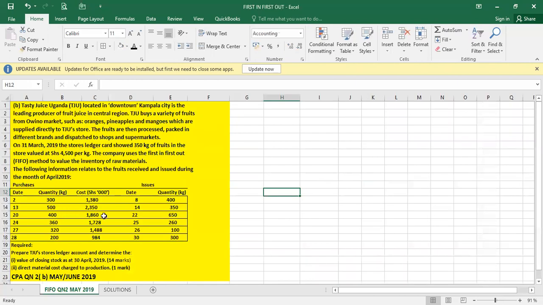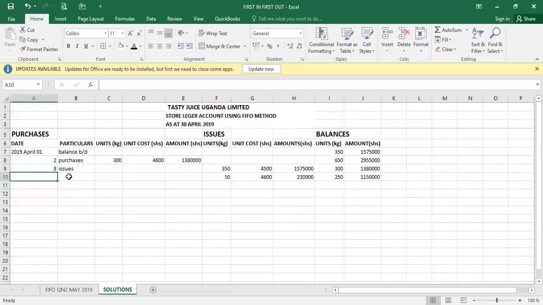Let's go to the next transaction, which happened on 13th. On 13th, we purchased 500 units at 2,350,000. Those are purchases of, sorry, it's supposed to be here, 13th.